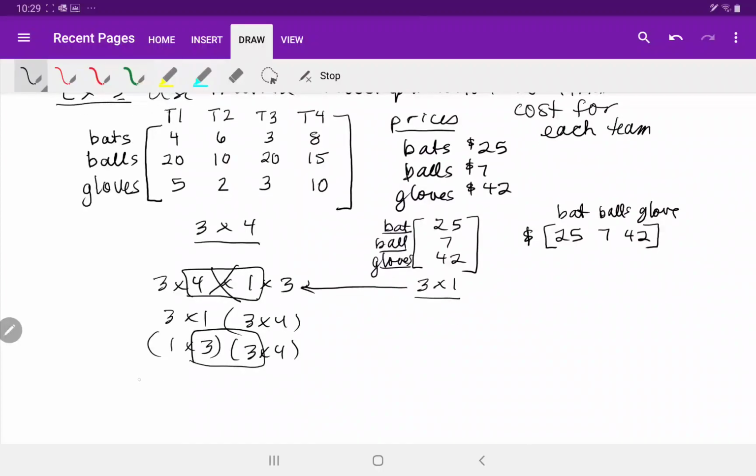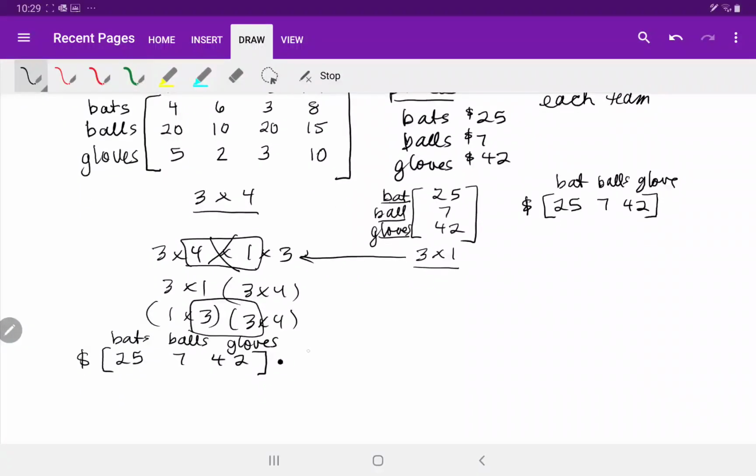Okay, so I can multiply my 25, 7, 42, and the labels are going to be important. It's going to help you understand why we multiply matrices in the way that we do. Okay, and this is dollar sign, and you're going to multiply it by this matrix, which is your 3 by 4. So 4, 6, 3, 8. And you're going to be able to multiply these by hand. I mean, not by hand. You don't want to multiply them by hand. You're going to be able to multiply them with your graphing calculator. Okay, there's just too many of them.